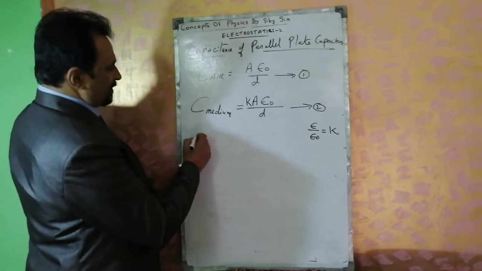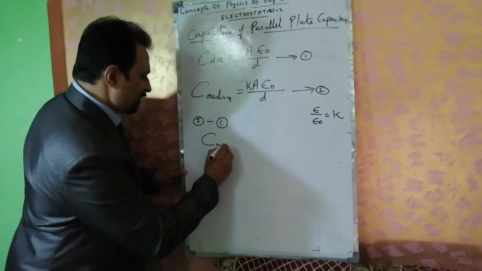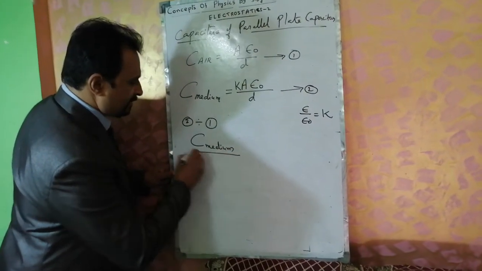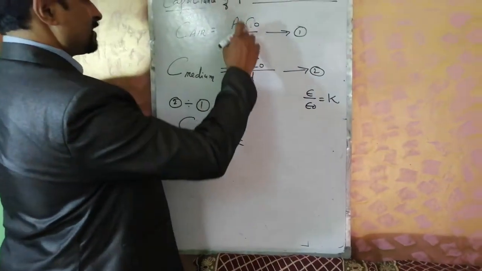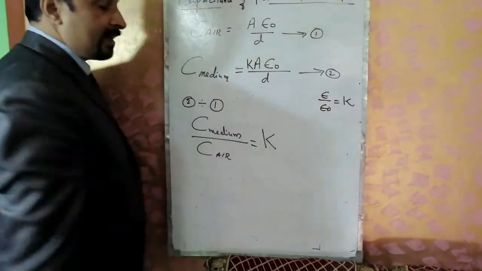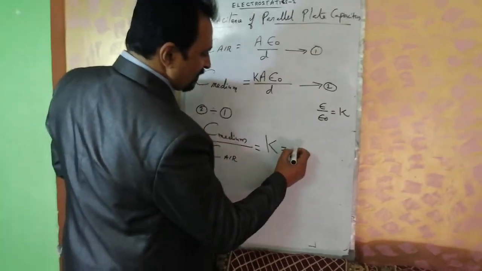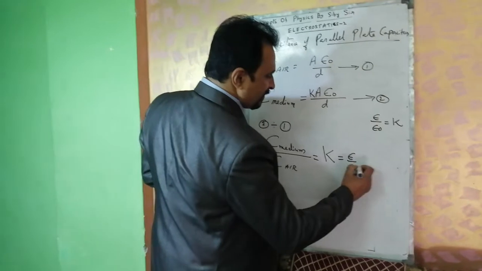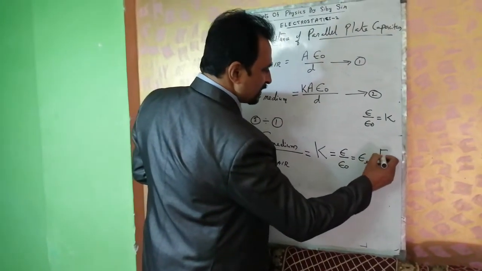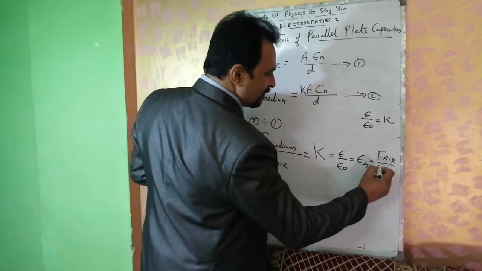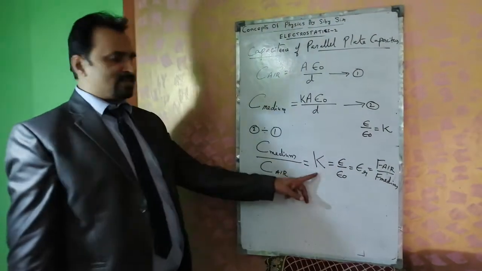If you divide the second equation by the first equation, what are you getting? C medium, the capacitance in the medium, divided by the capacitance in air. If you divide, you can see all these terms are cancelling and you are getting the dielectric constant. In the first chapter, we studied that dielectric constant is equal to epsilon by epsilon naught, that is called relative permittivity, and that is equal to force in air divided by force in the medium. All these are different expressions for dielectric constant.